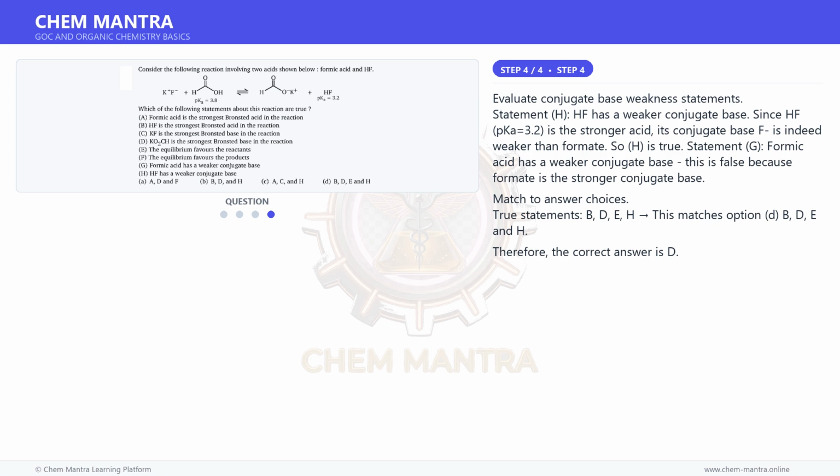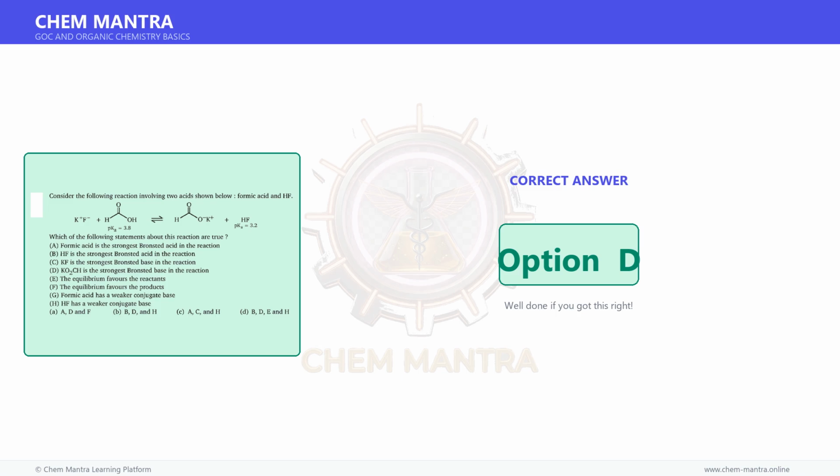Match to answer choices. True statements: B, D, E, H. This matches option D, which is B, D, E and H. Therefore, the correct answer is option D.